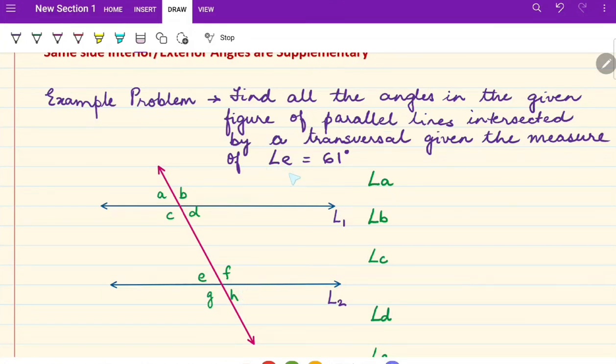Now, here they've given us the measure of just one angle, which is angle E. And given just one measure, we should be able to find the values of all the other angles. So I'm going to first mark angle E, show on the figure that that's equal to 61 degrees, because that's going to help us identify some of the other angles which will be equal to angle E.